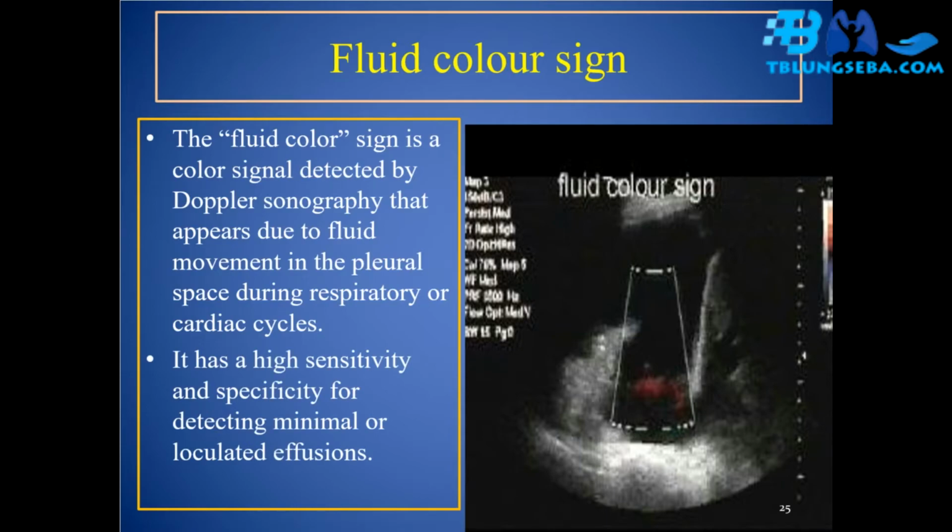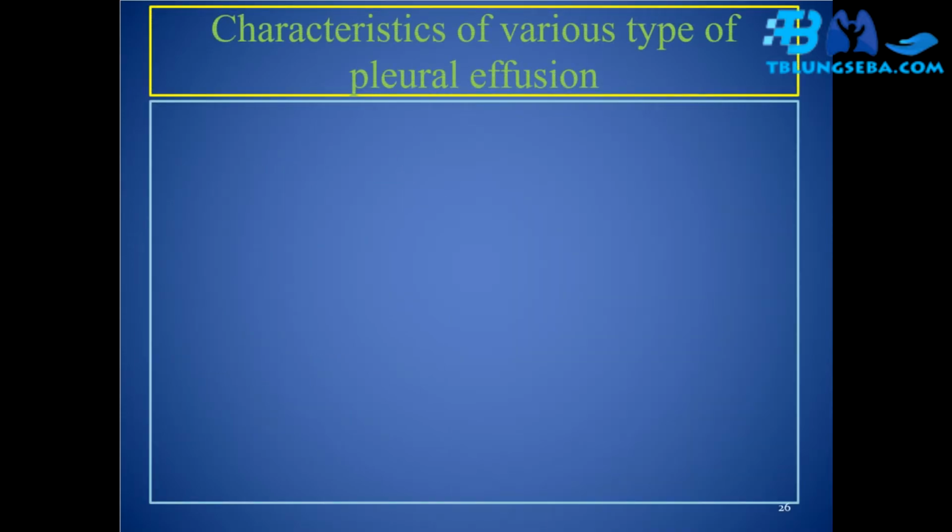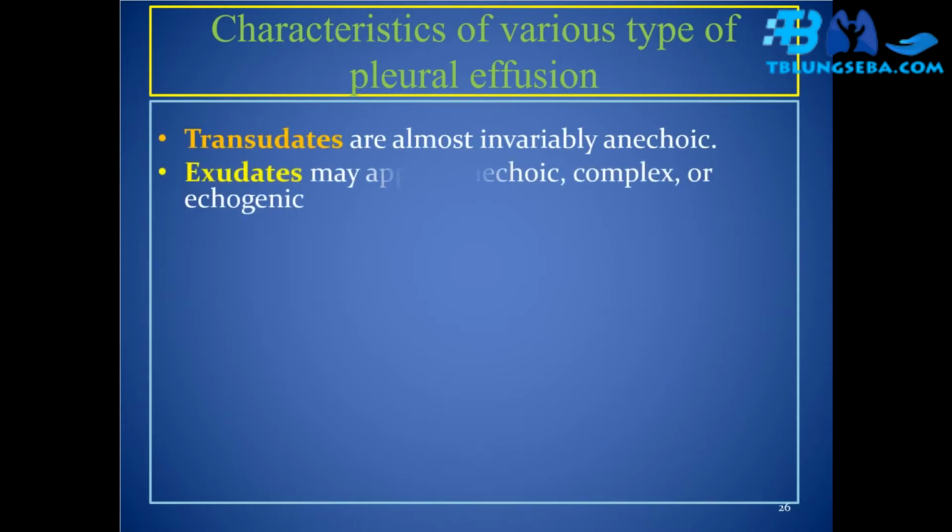It has a high sensitivity and specificity for detecting minimal or loculated effusions. Characteristics of various types of pleural effusion. Transudates are almost invariably anechoic. Exudates may appear anechoic, complex, or echogenic.